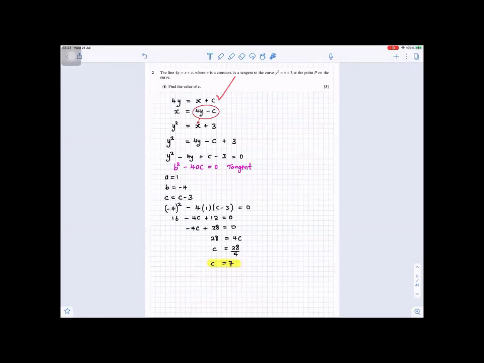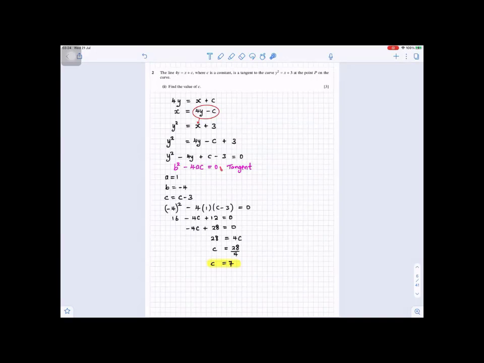So 4y equals x plus c. We want to make x the subject, so we take c to the left side. It becomes x equals 4y minus c. And we have y squared equals x plus 3. We replace x with 4y minus c. So y squared equals 4y minus c plus 3, and y squared minus 4y plus c minus 3 equals 0.